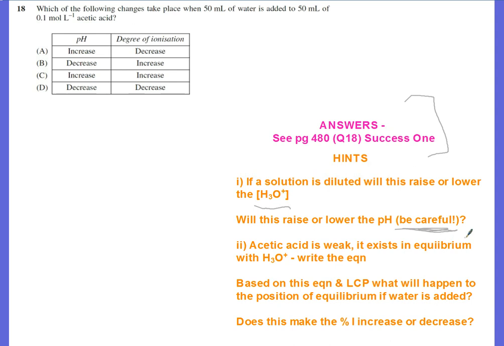Now, first of all, acetic acid's weak, so it exists in equilibrium with hydronium ions. And a big hint is write the equilibrium equation, showing it donating a proton to water. Now, based on that equation you just wrote down, and Le Chatelier's principle, what will happen to the position of equilibrium if you add water? Now, once you figure that out, does that make the percent ionization increase or decrease? So have a go at that question and check your answers. And I hope this video has been helpful for you.